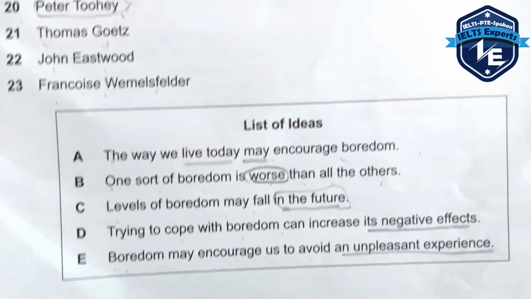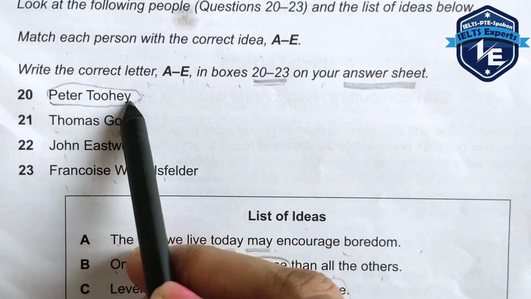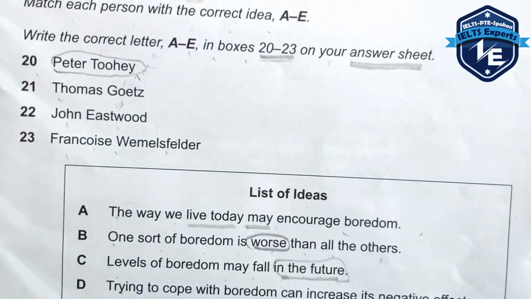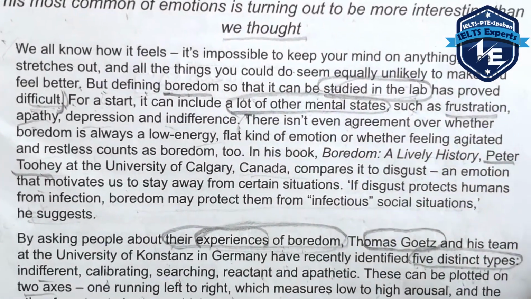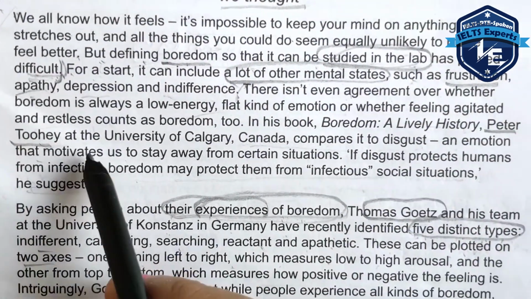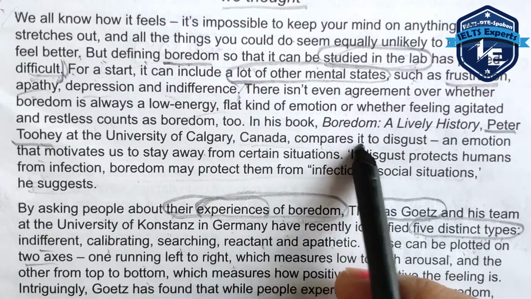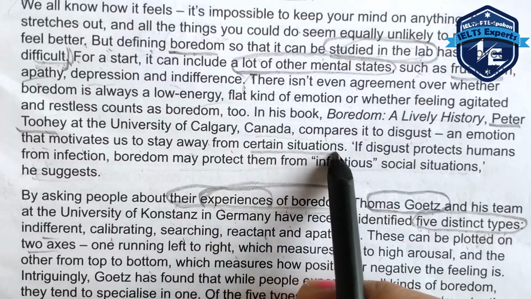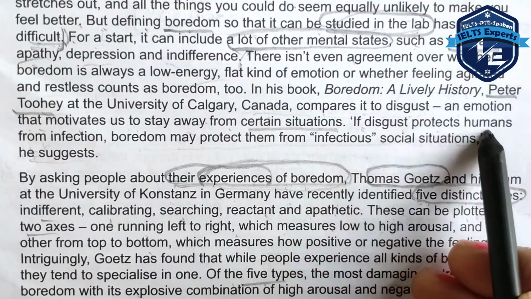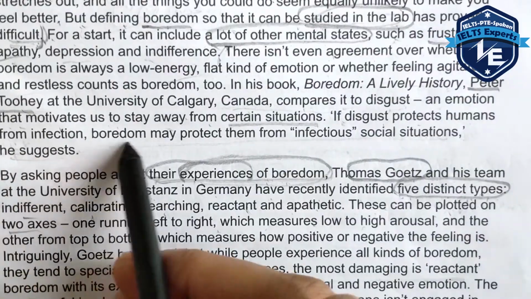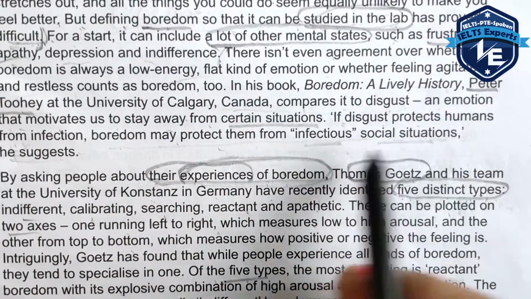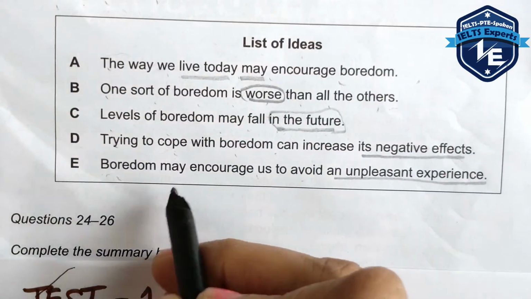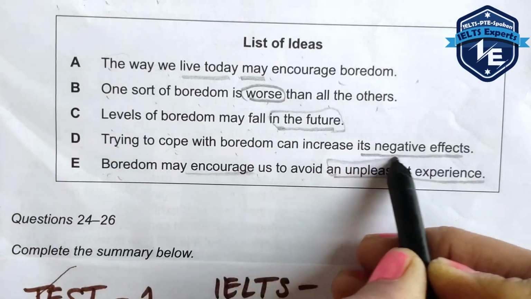Okay, let's look at the first person, Peter Tuhe. Peter Tuhe is in the first paragraph, as I came across in paragraph A. Here it is given, Peter Tuhe at the University of Calgary, Canada, compares it to disgust, an emotion that motivates us to stay away from certain situations. If disgust protects humans from infections, boredom may protect them from infectious social situations, he suggests. Yes, it is given in option E, boredom may encourage us to avoid an unpleasant experience.